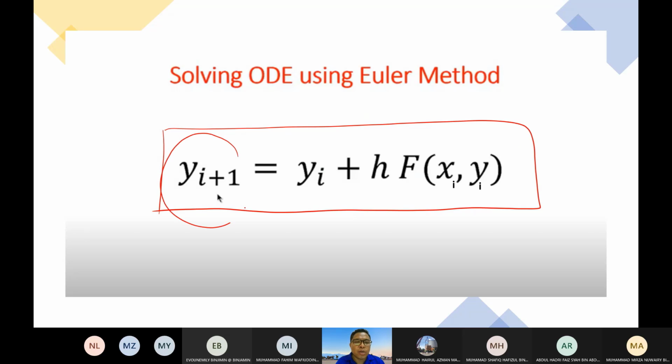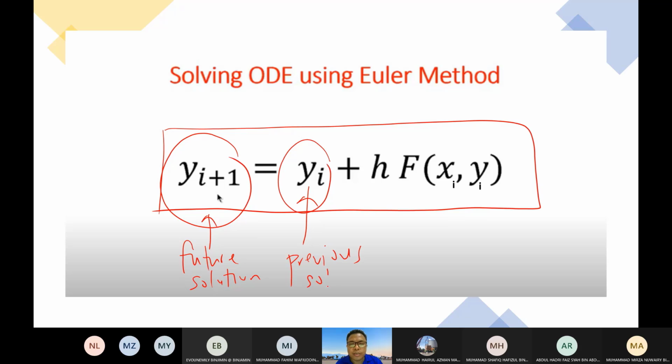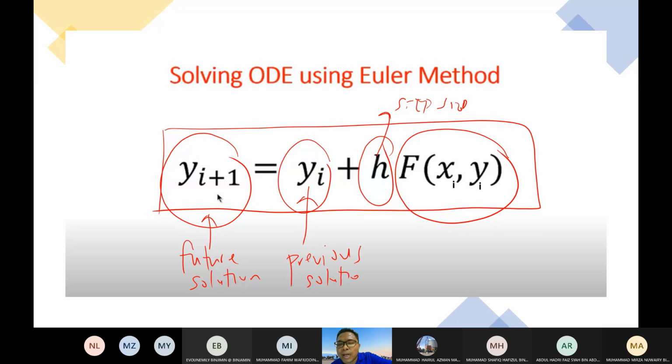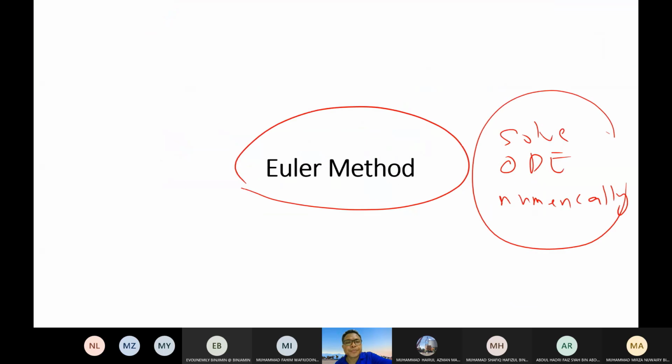So your y_{i+1} is the future value of the solution, and this is greatly depending on the previous solution value, and also depending on the step size. Remember the step size. You have to multiply by this f(x_i, y_i). This is your dy over dx equation, your ODE equation.